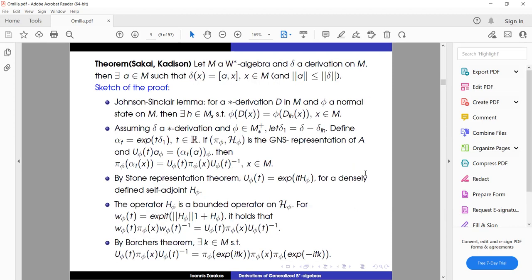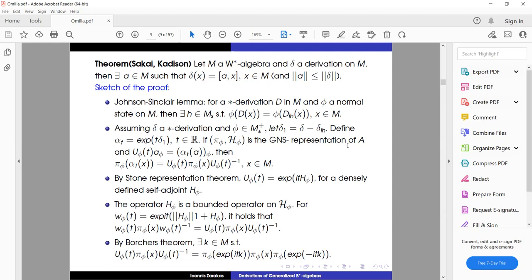now, if we go one step further, one step up our ladder, we will find the topic of a W-star algebra. And then it was Sakai and Kadison who said that in this setting, in a W-star algebra setting, every derivation will be inner, in the sense that we discussed before: there is an element of the algebra M such that your derivation is inner.